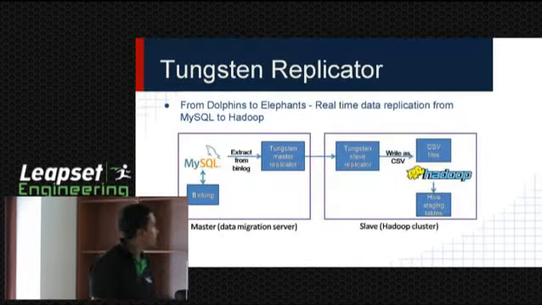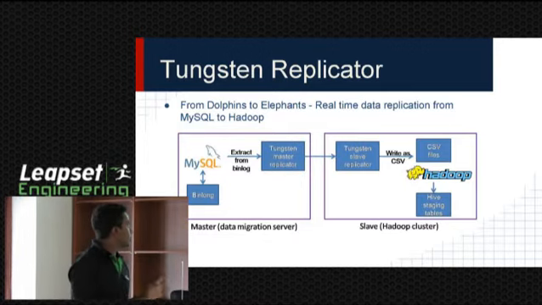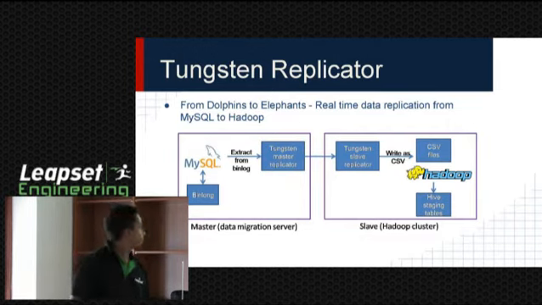So, the first tool is Tungsten Replicator. It is an open source tool backed by a company called Continuent. This has been used by many large organizations like Reuters, Sony, and Groupon.